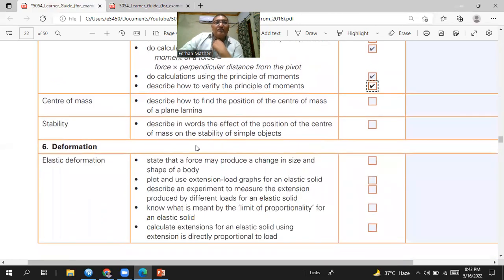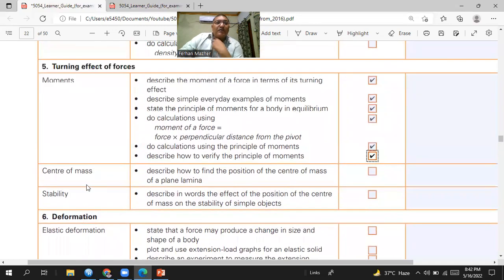Okay. So another very important topic is the center of the mass. The center of the mass is a point in the body where all the mass seems to be concentrated. And in our course, the center of the mass will also be the same as the center of gravity. So center of the mass or the center of the gravity.